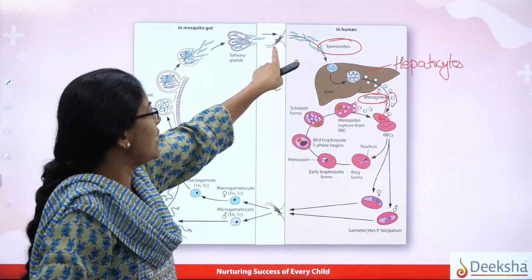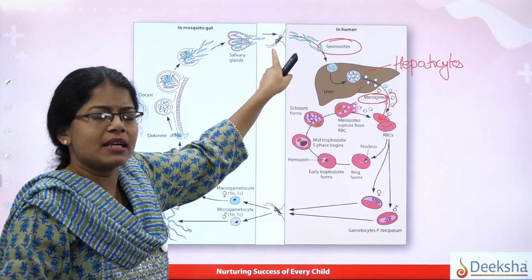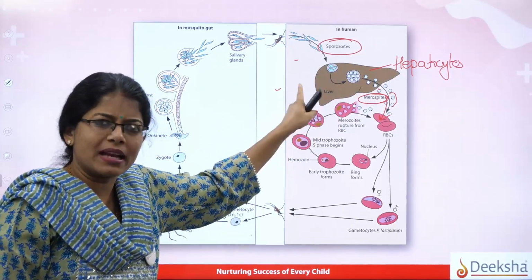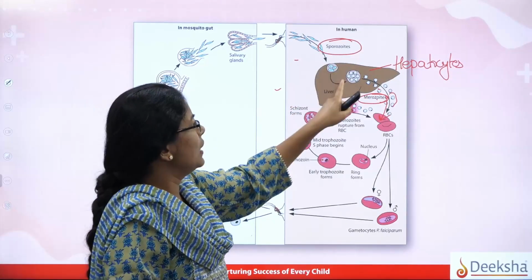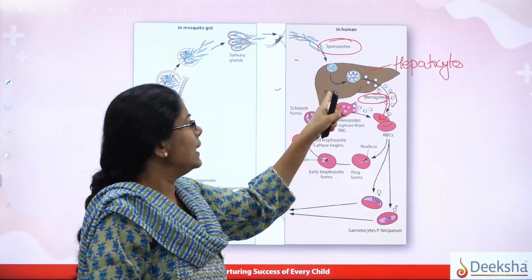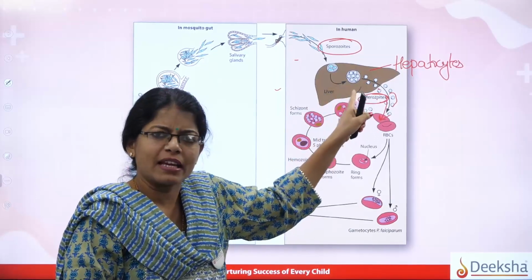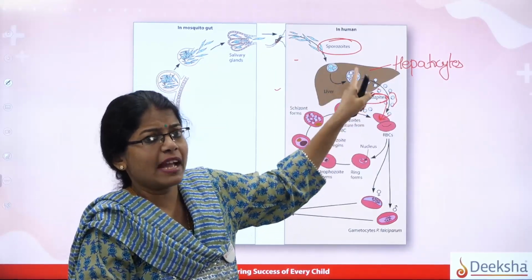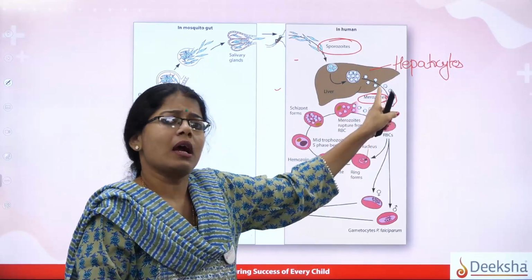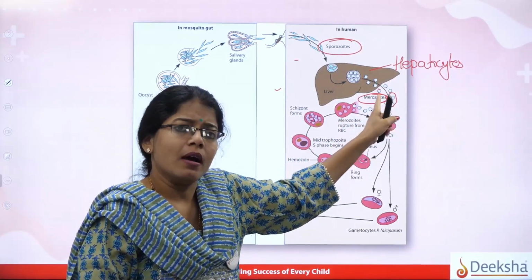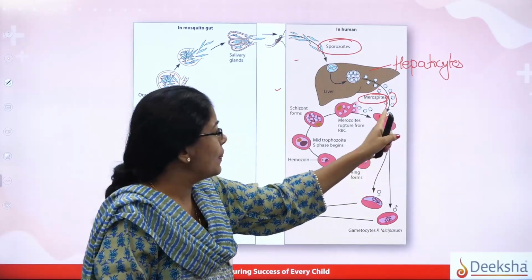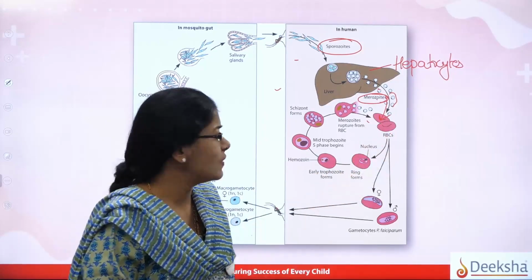I repeat once again, the mosquito will bite a human, injecting the sporozoite form of the parasite. This sporozoite will go and attack the liver cells called hepatocytes. In the liver, they multiply by the asexual method, and develop into the next stage called merozoites. Slowly these merozoites rupture out of the hepatocytes and come into the bloodstream, and now they start hunting for the RBCs.